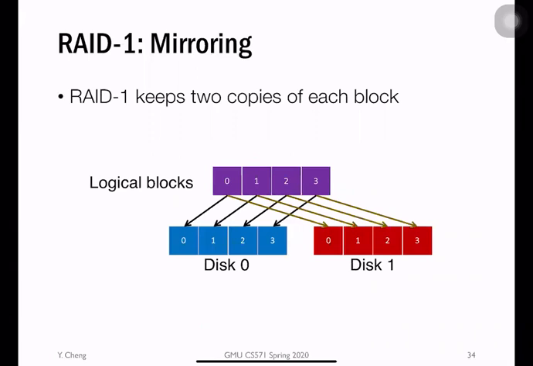Mirroring, so what does it mean? RAID 1 means it keeps exactly the same data twice. Two copies of each block of data. So if you take a look at the example shown in this slide, at the top level, it shows the logical blocks. It maintains a total number of 4 logical blocks. And the bottom level shows the physical data layout.